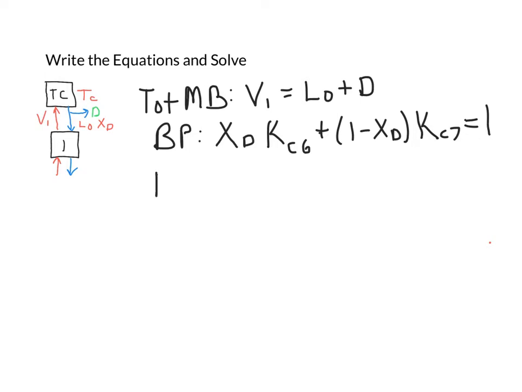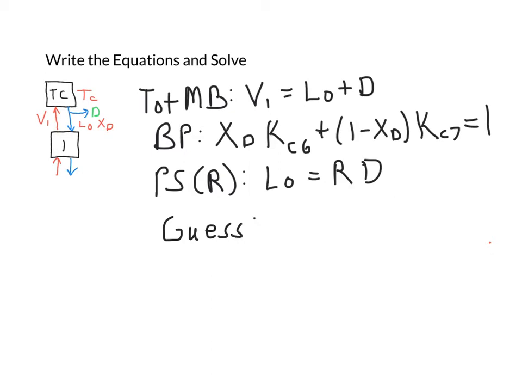The process specification, which was the reflux ratio, is L0 is equal to R, the reflux ratio, times D. And finally, we guess the value for XD. Actually, we didn't guess yet. Let's do it now. Let's guess that XD is equal to 0.8 moles of hexane per mole.